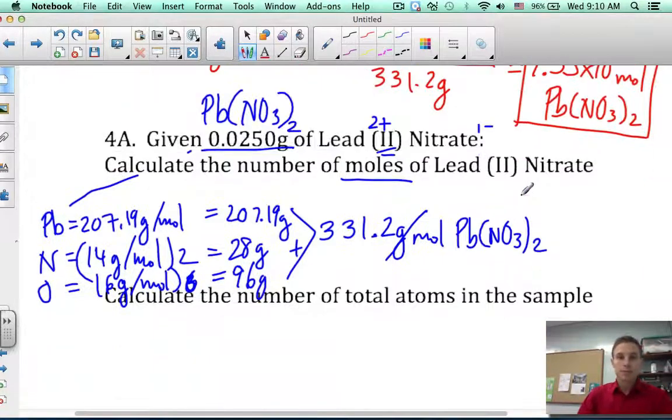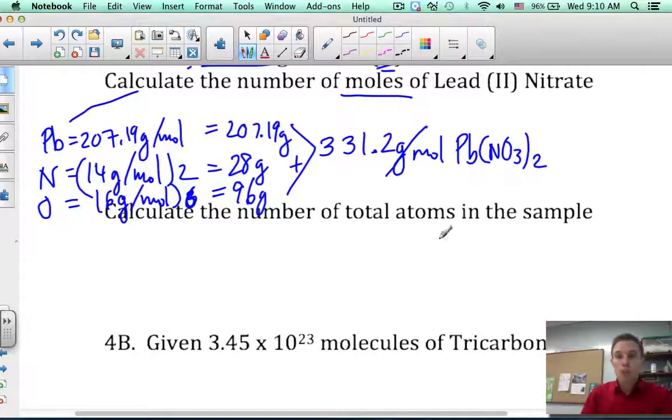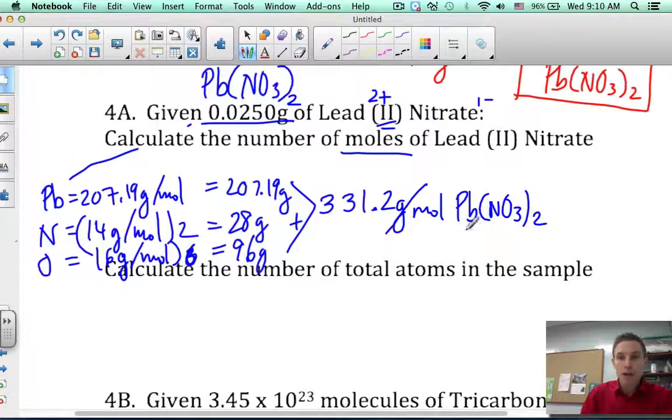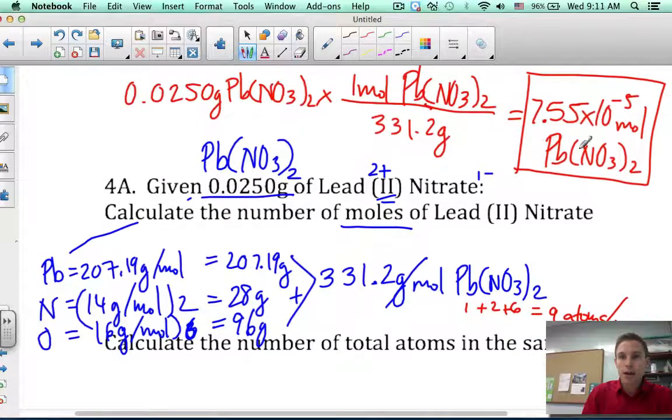You scroll down. We say calculate the total number of atoms in the sample. Well, the total number of atoms, there's 1 atom here, there's 2 atoms here, there's 2 nitrogens, and there's 6 atoms here. 1 plus 2 plus 6 is 9 atoms per lead 2 nitrate. See how I counted that up? That's supposed to be a 3, not a very good 3, but it says 3. So now how many atoms do I have in the sample? Well, here's my amount of moles. I just calculated it right there.